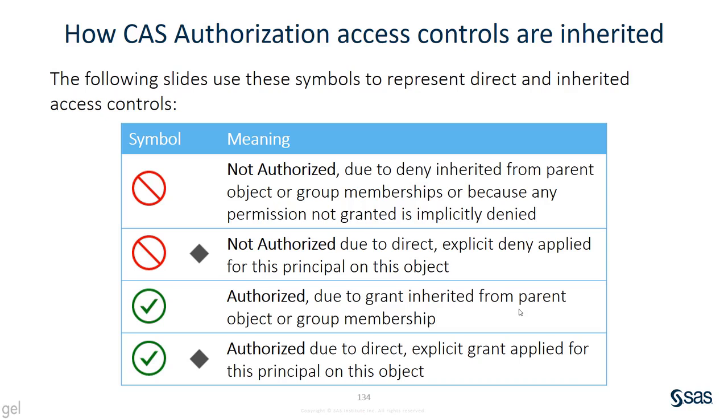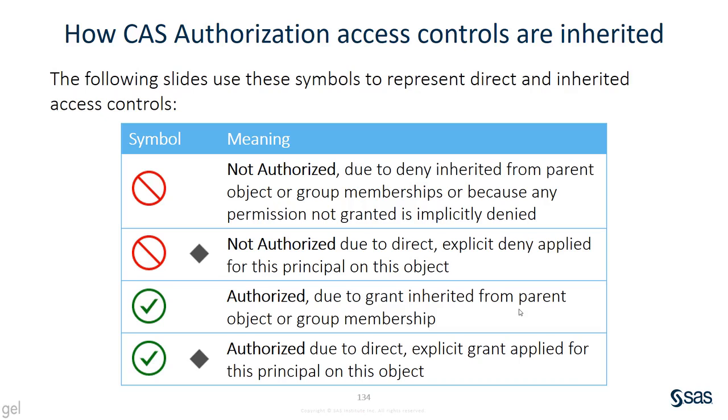And then if we put the diamond beside it, the black diamond, that's an explicit deny, so applied for that principal on that object. The green tick mark is authorized due to a grant inherited from a parent or from group membership. And if we put the black diamond beside that, it means it's authorized directly. So an explicit grant applied for the principal on that particular object. Those are the symbols you see in the interface and the ones we use in the diagram.